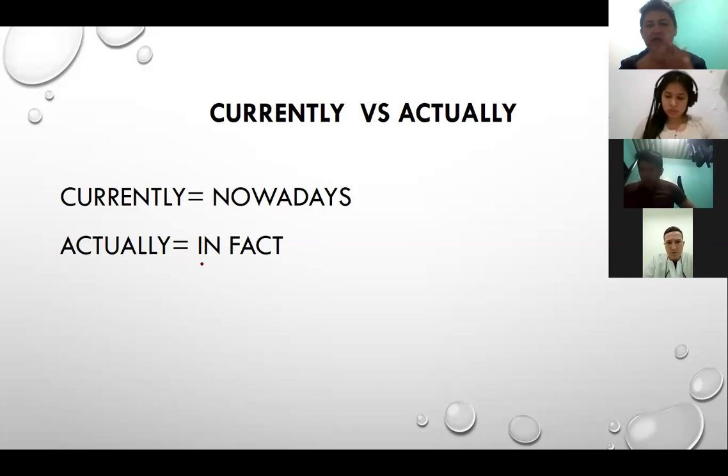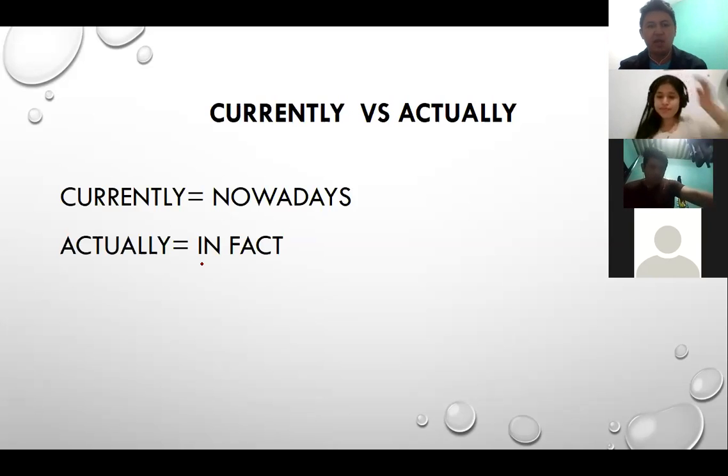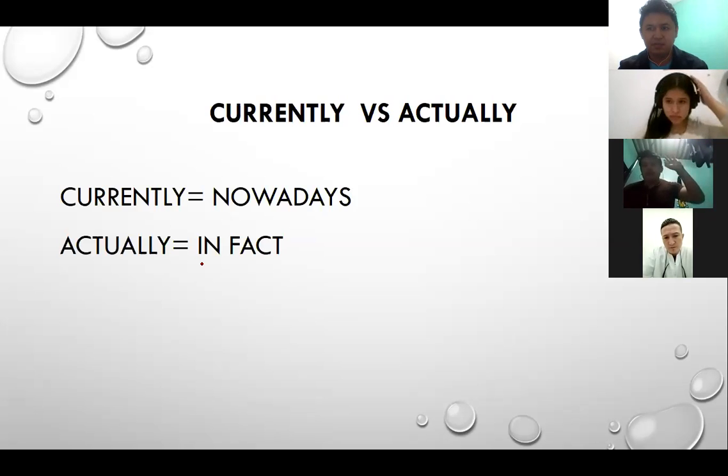Can somebody tell me an example using either currently or actually, a personal example that you can tell me? Any participation right now, please, with these two words? ¿Alguien quiere participar y utilizar esas dos palabras en una oración? You wanna make it personal right now? Yeah, go ahead, sir. Edwin, go ahead.